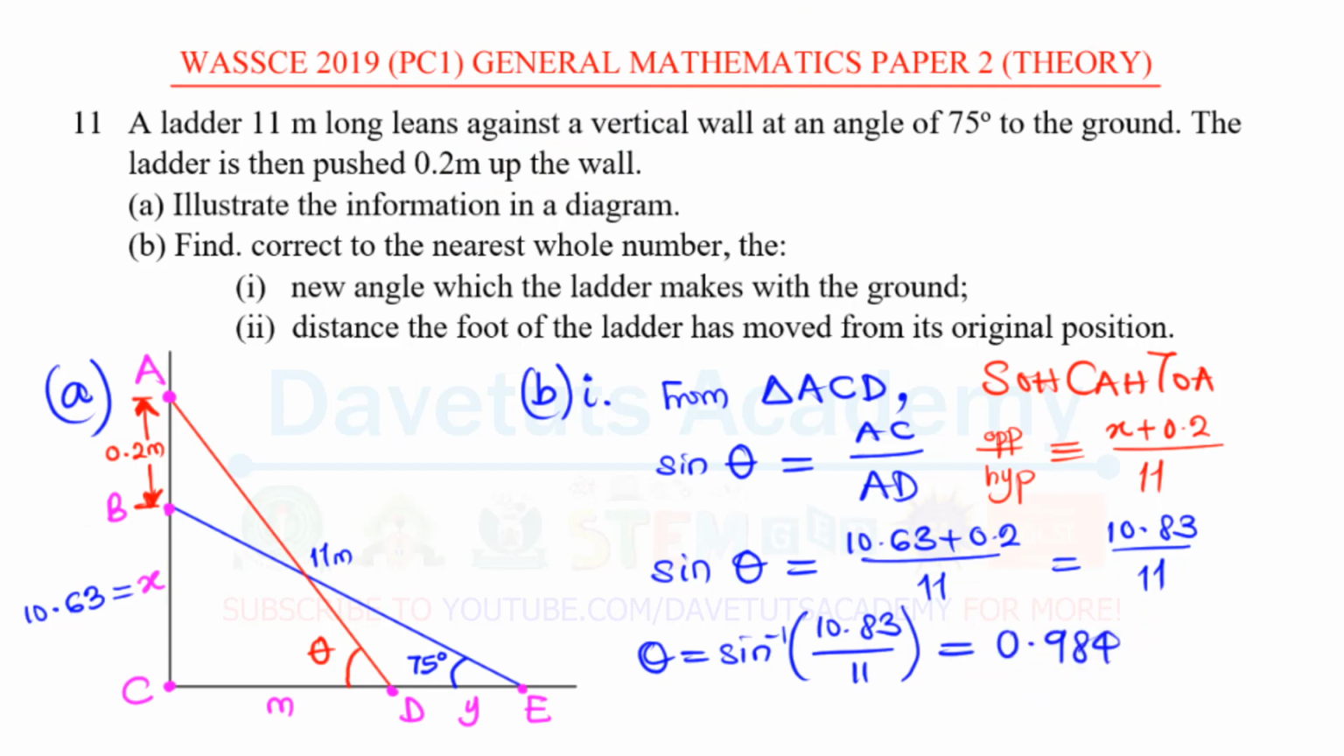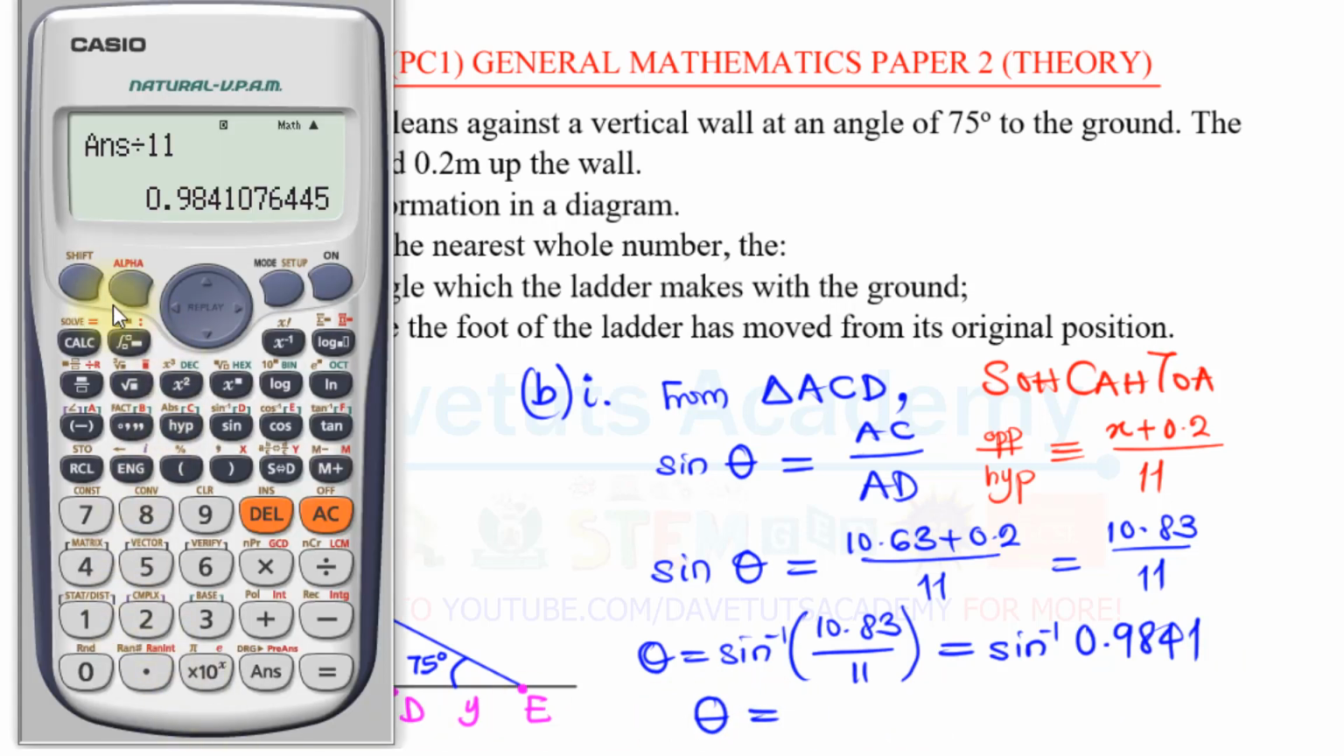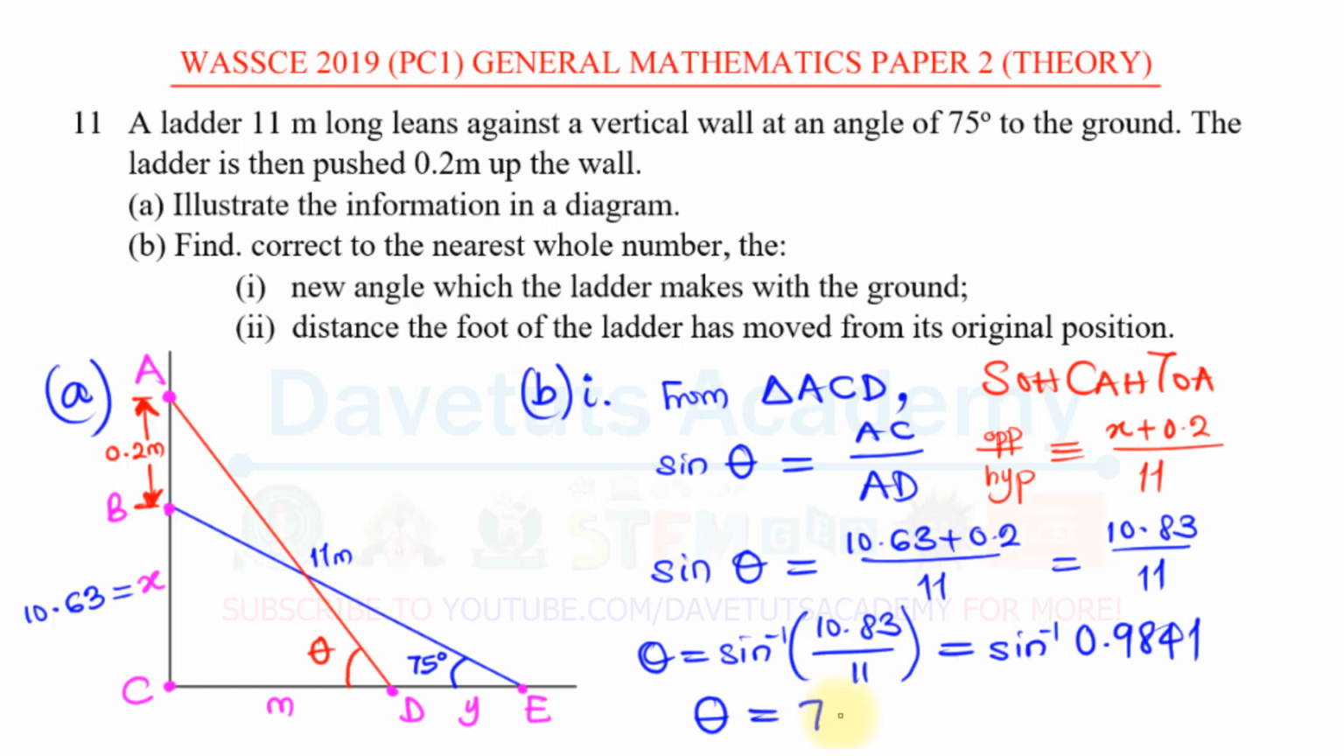That will be arc sine of 0.9841. And what is arc sine 0.9841? That's 79.77. But we are told to find the answer nearest to the whole number.